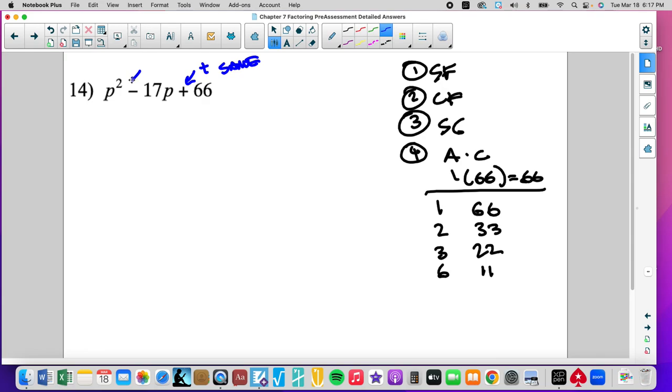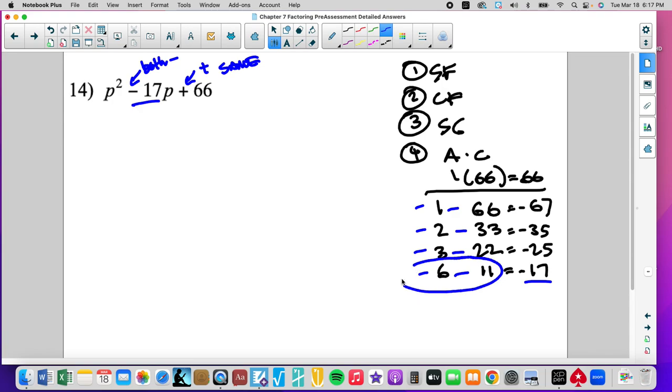They have to be the same, and then I look here, and they're both negative. So negative, negative, negative, negative. This gives me negative 67, negative 35, negative 25, and negative 17. My middle term is negative 17. So I'm going to pull these two values, negative 6 and negative 11. p squared minus 6p minus 11p plus 66.